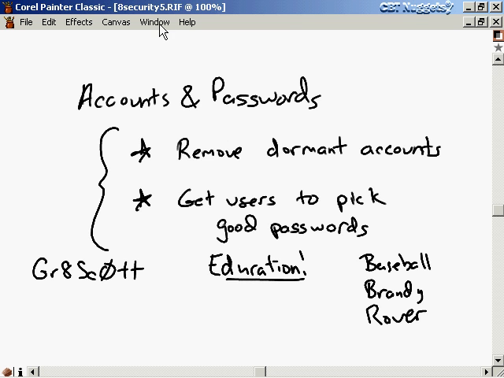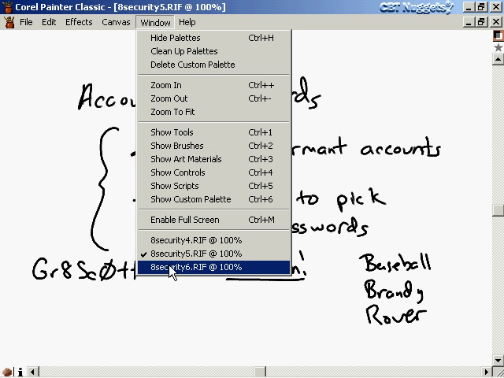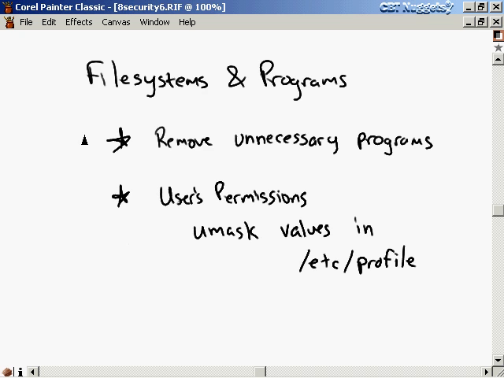In terms of security of file systems and programs, the things that you can do as a system administrator: one is remove unnecessary programs. If there's some program on your system that's executable by everybody, but you don't know what it is, it's not part of the regular installation, nobody seems to take responsibility for it, then you should definitely get rid of that program. Because it could be some sort of a backdoor into your system.